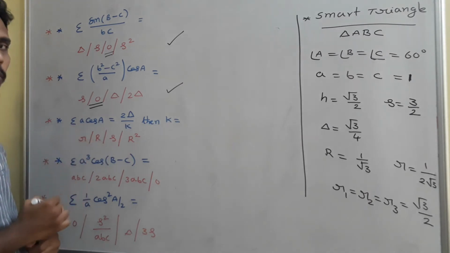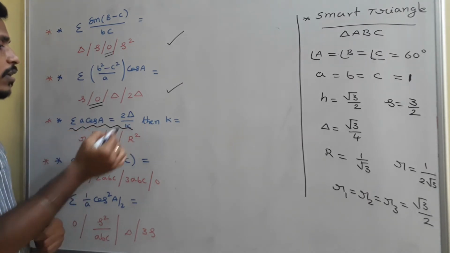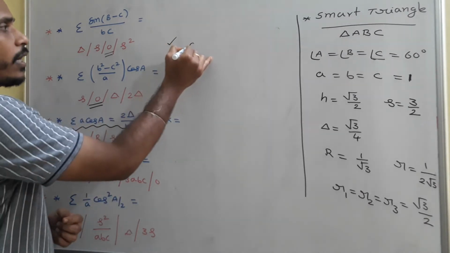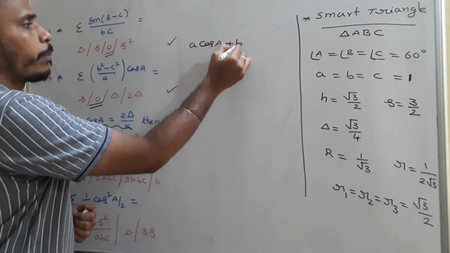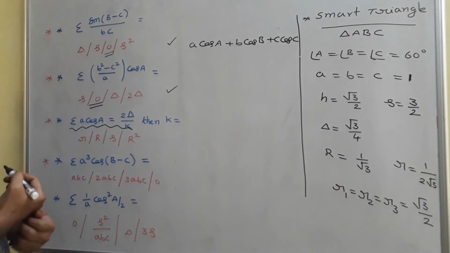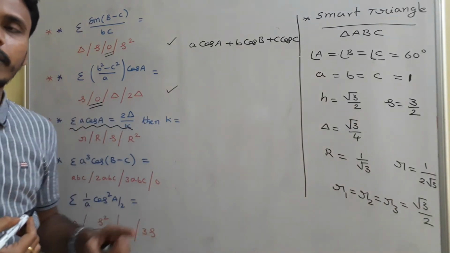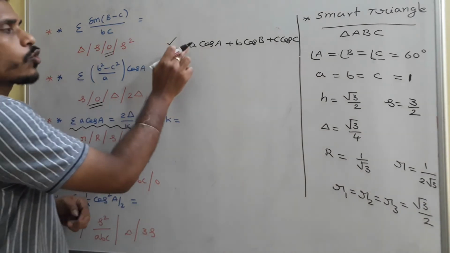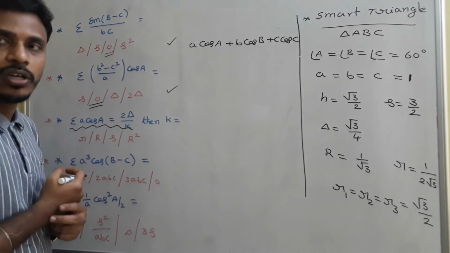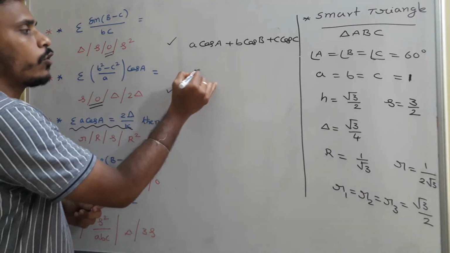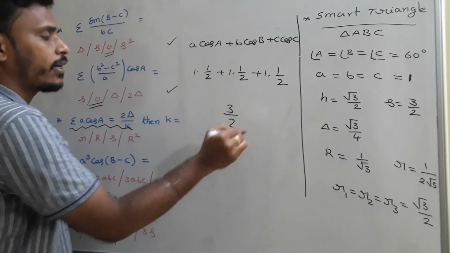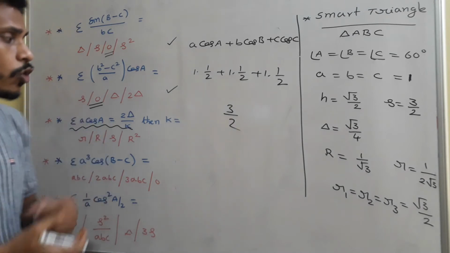Then think about the third problem. Here it is given that sigma a cos A is equal to 2 delta by k. Sigma a cos A means a cos A plus b cos B plus c cos C. You need to replace a, b, c and angle A, angle B, angle C with the values of this smart triangle. So a, b, c are 1, 1, 1, and the angles are 60 degrees. What about cos 60 degrees? Cos 60 degrees is 1 by 2. So 1 into 1 by 2 plus 1 into 1 by 2 plus 1 into 1 by 2. At the end your answer is 3 by 2.